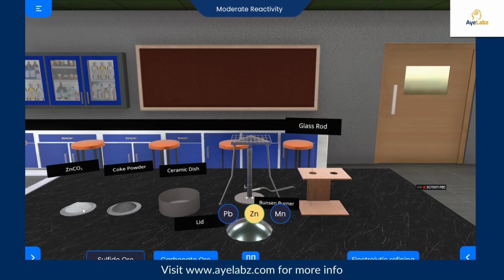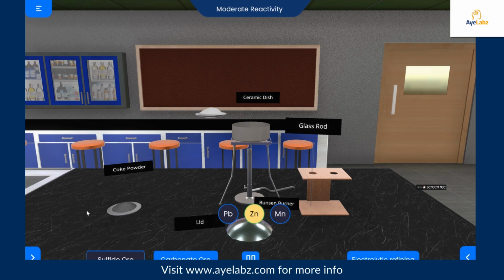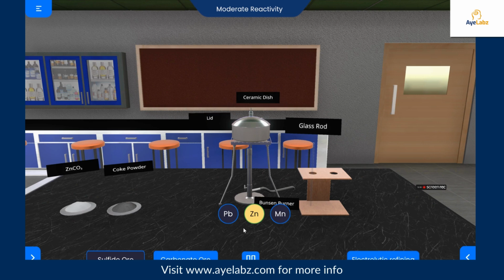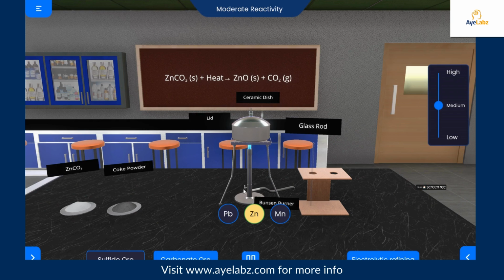Let me go to zinc and show you the carbonate ore, calcination part. For that, we took zinc calamine, which is zinc carbonate, as an ore of zinc. As we all know, roasting has to happen in the presence of air, and the calcination for the carbonate ore has to happen in the absence of air or with a limited supply of air. So for that, we are using the lid to protect the zinc calamine from air.